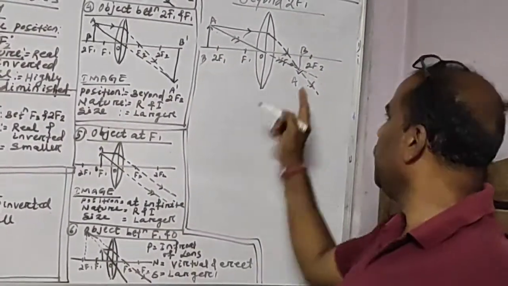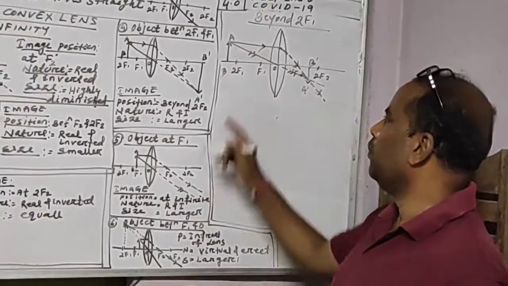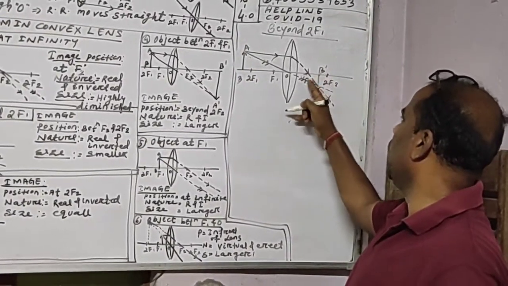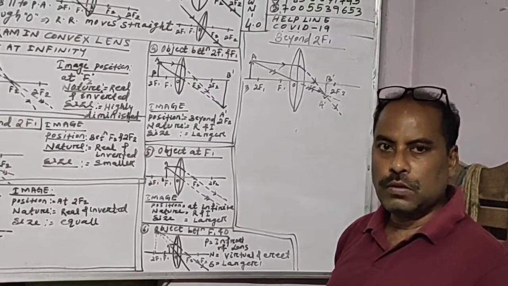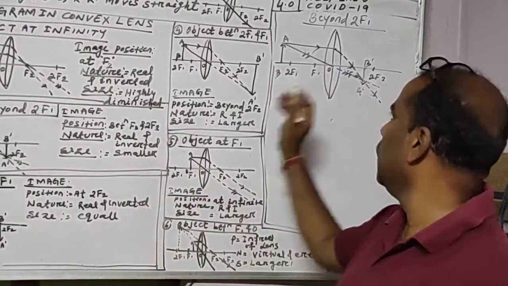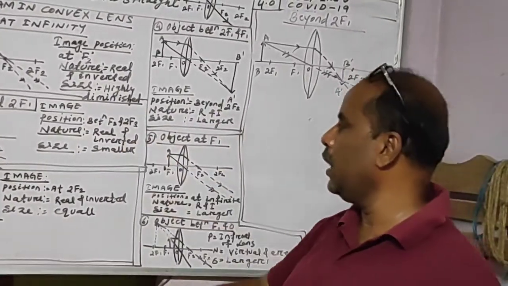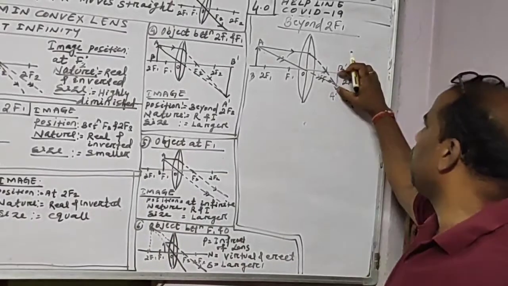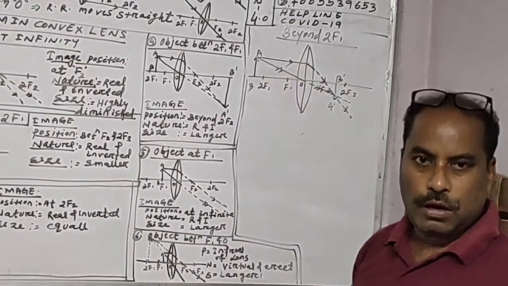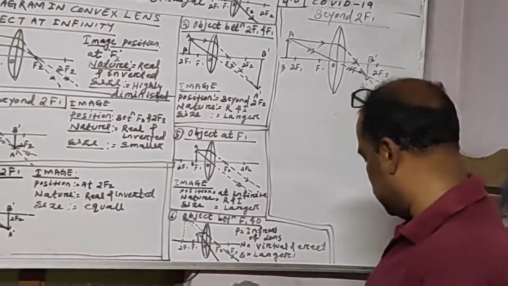Clear now? So the image is A dash B dash, the object is AB. The object is present beyond 2F, so the image is forming between F2 and 2F2. So this I have given as between f2 and 2f2. The nature will be, this side, real automatically, real means inverted again, and the size: if we compare the image size with the object, the image is smaller than the object, so smaller size. Clear? I think that is the second position.